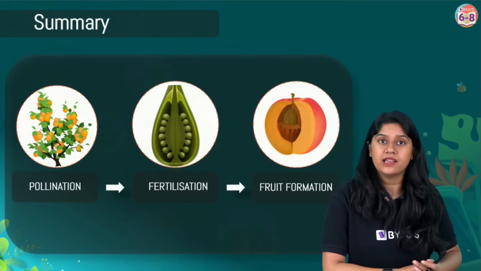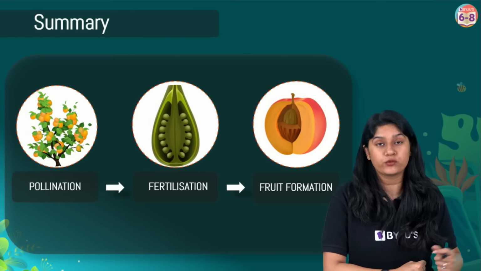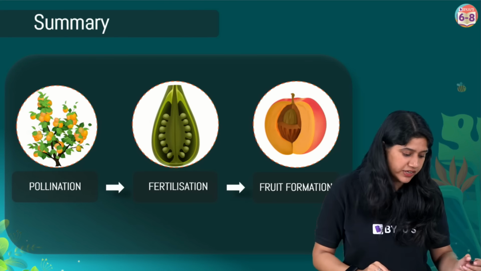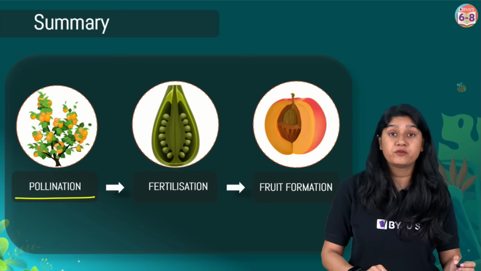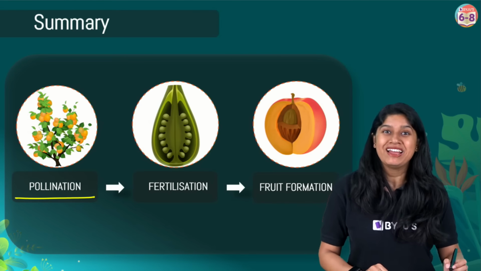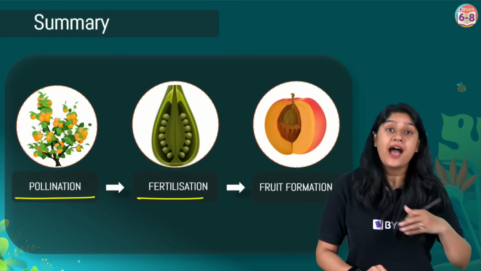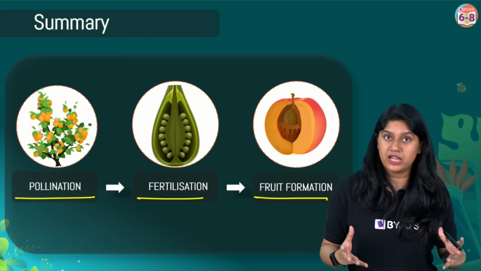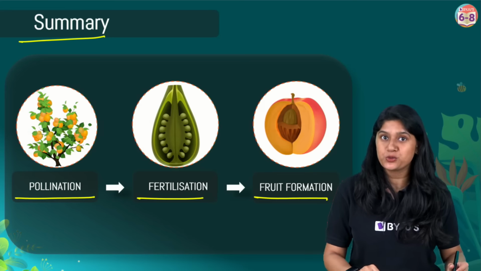So we can say that the quick summary of the sexual reproduction in plants is that first, of course, we'll see the very important process, which is pollination. Then we'll see the fertilization, and at the last we'll see the formation of the fruit. Now these are the steps that we have, right? And I hope that you have taken a note of it.